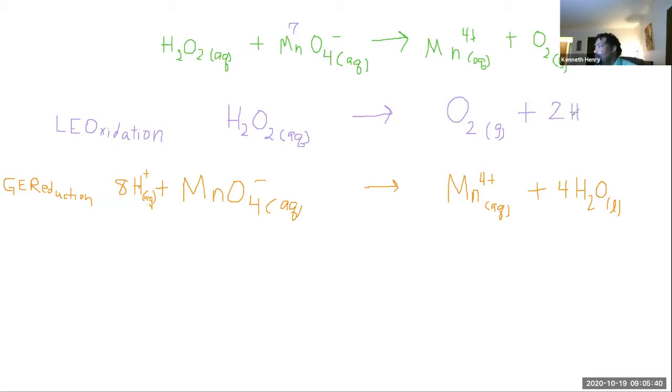Okay. So we got 2 hydrogens on both sides, 2 oxygens on both sides. Looking good. So what's next? We have to balance the charges.